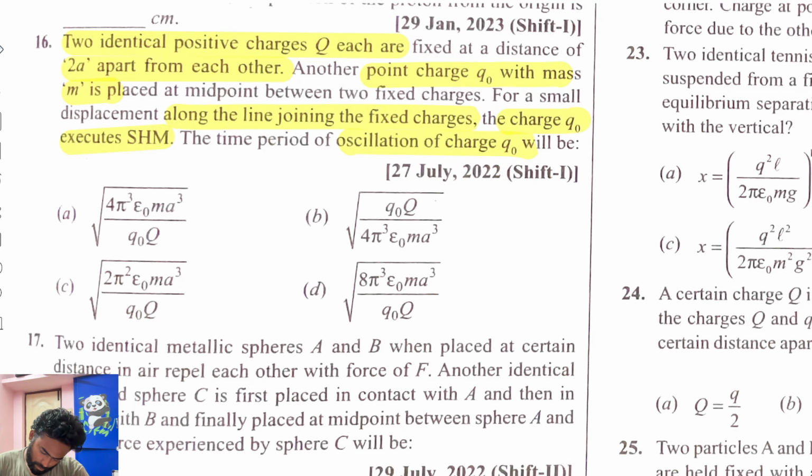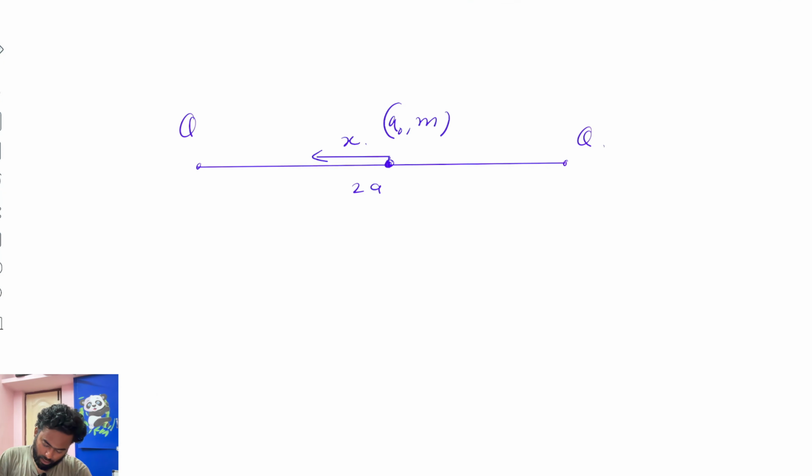We have charges q and q at distance 2a. At the center we have a charge q naught of mass m. So this q naught is being displaced this side by x distance. Is the distance between them given or not? Let me check. Okay, 2a apart. So it is displaced a little bit this side. Now the charge is present here.